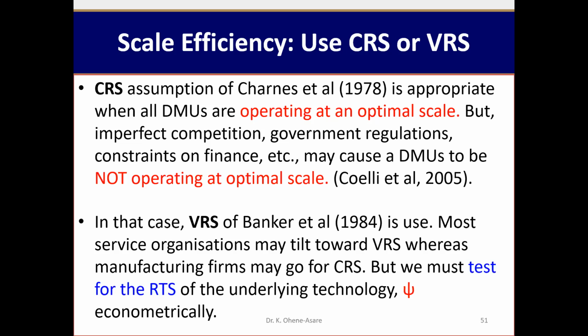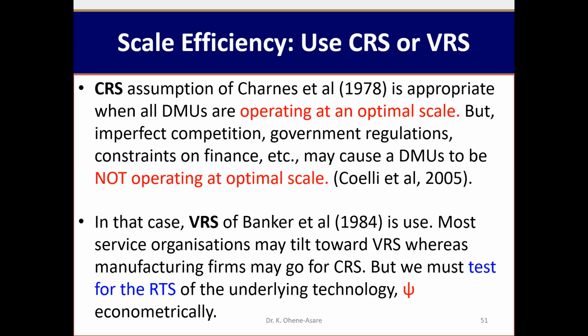But life is not all about perfect competition. Life is not that perfect. There's imperfect competition. There are some firms which are monopolistic in nature, oligopolistic in nature, and all that. That can cause some firms to be smaller than others. Also, government regulations. The government can bring a regulation that will force some firms to exit the marketplace. For example, the minimum capital requirement. You can say that if you don't have a minimum capital of $100 million, you can't operate.